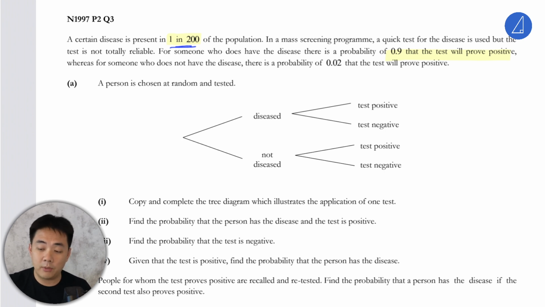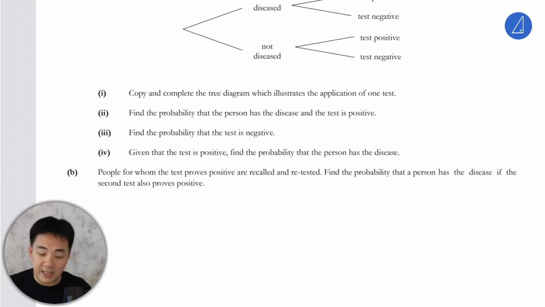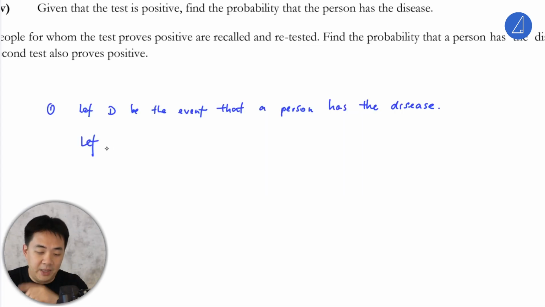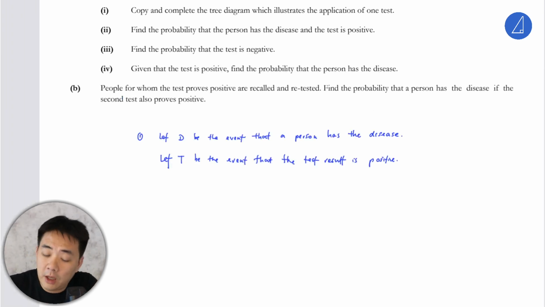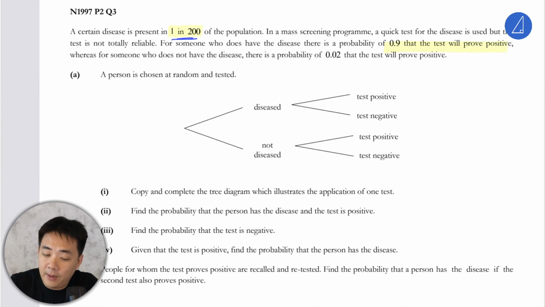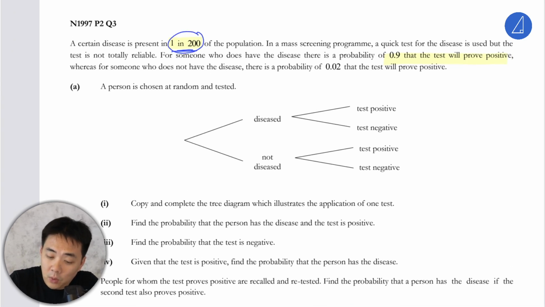So I'm going to write these two events down before we even start. I cannot let the positive be P because I keep writing P, then it's very confusing. So just let T be the test being positive. You have to be able to write these two down first because you need to label them. So for example, for this 1 in 200, what is this?